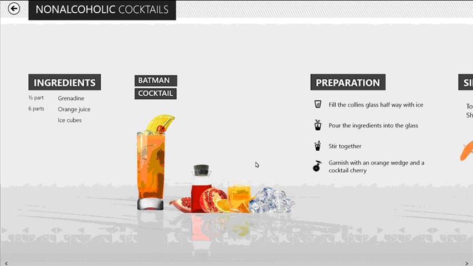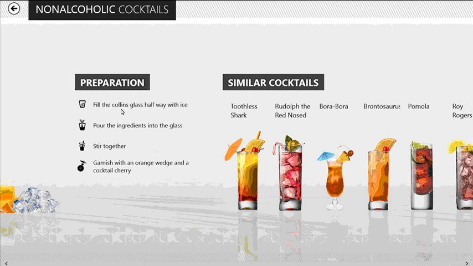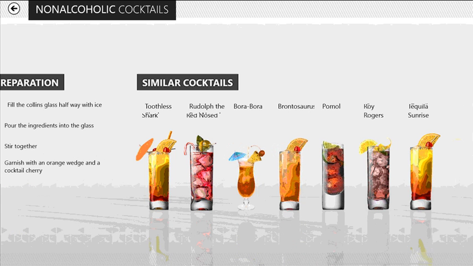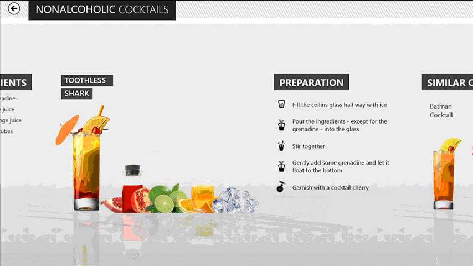For example, here are the recipes. You can also see the materials here, and the little reflections. Whenever I move right, I can see the details. Here I can see how I can prepare it. There are some little icons which describe what I should do. On the right side, there are similar cocktails. I can go to one of these and get more detail.